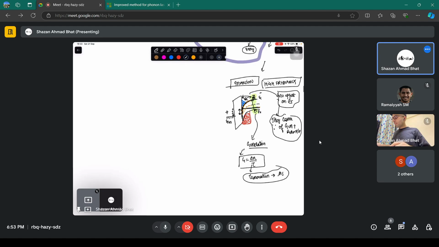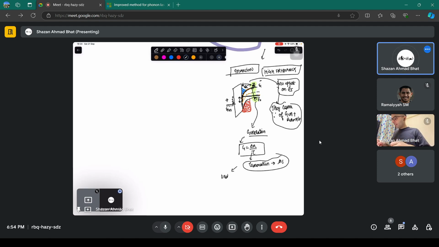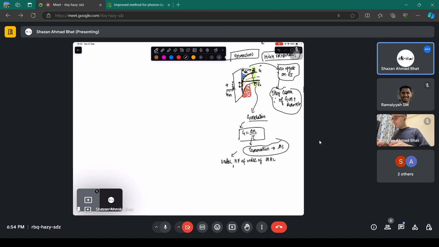Now, that is the reason why, under high frequency of the order of megahertz, there is no effect on electron concentration. Why?